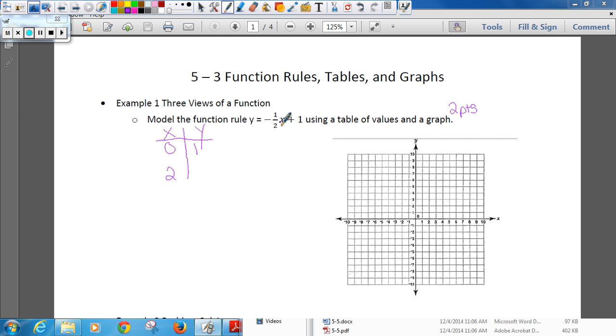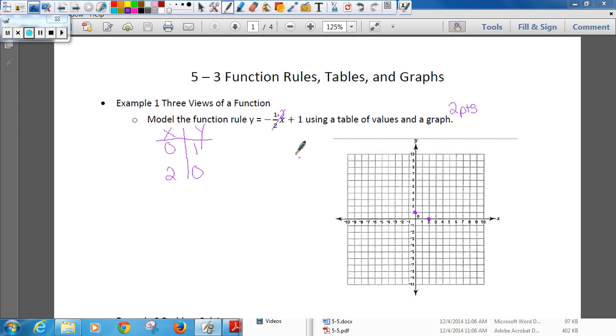Then I do -1/2 times 2. If I look here, the 2's cancel out, and I'm left with -1 plus 1, which is 0. So my table of values gives me the 2 points of (0, 1) and (2, 0). So then I go over here and I graph it. I have (0, 1) and I have (2, 0).